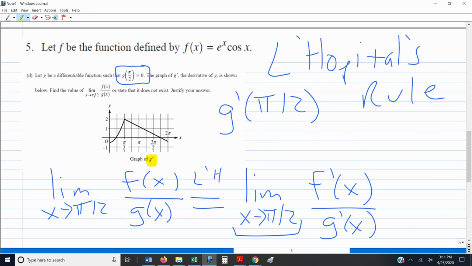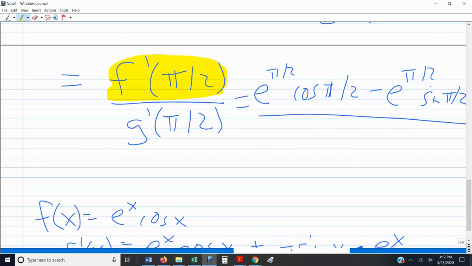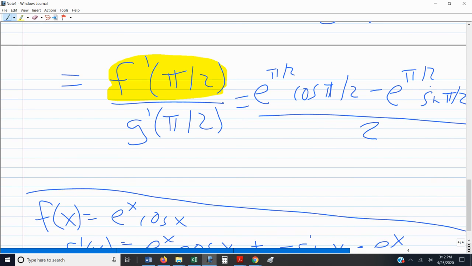So they gave you the graph of g prime, and you can go to pi over 2 and look at what the y value is at that point. So g prime of pi over 2 represents going to the g prime graph, looking for pi over 2, and figuring out what the output is at that point, and the answer is 2. So the 2 is going to be in the denominator. So we are almost finished, I promise.